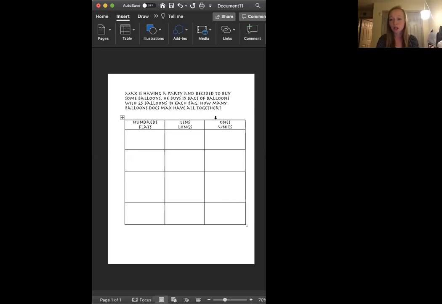And here we have our chart. We have our ones place, our tens place, and our hundreds place. This is where we will put our units. This is where we will put our longs, and this is where we will put any flats that we have. And down here, this last box is where we are going to write our answer.